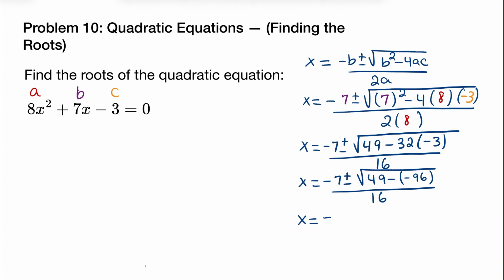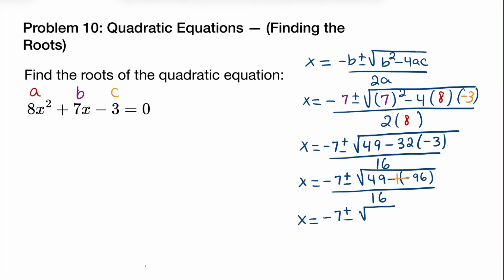X equals -7 plus or minus. And I want you to take a look at 49 minus -96. This is a double negative, right? The negative signs are sitting right beside each other. So I want you to look at this as being a positive. Turn it into a positive. So that's saying 49 plus 96. Okay, so let's continue on.